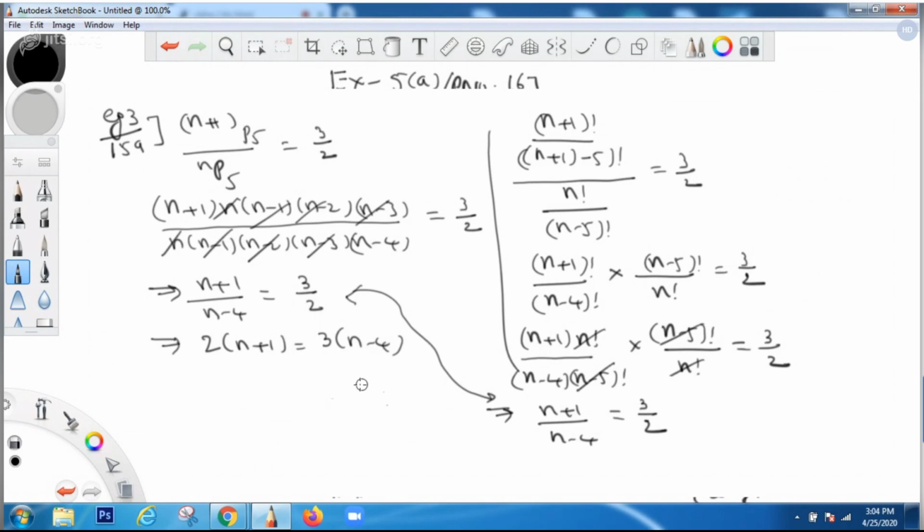Cross multiplying we are doing. Once we cross multiply, it becomes 2n plus 2 is equal to 3n minus 3 fours are 12. This plus 2n goes to the right side as 3n minus 2n. Plus 12 comes to the left side as 2 plus 12. So 2 plus 12 is equal to 14. 3n minus 2n is n. Therefore, the answer is n is equal to 14.